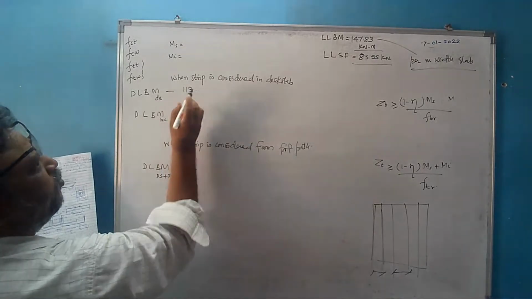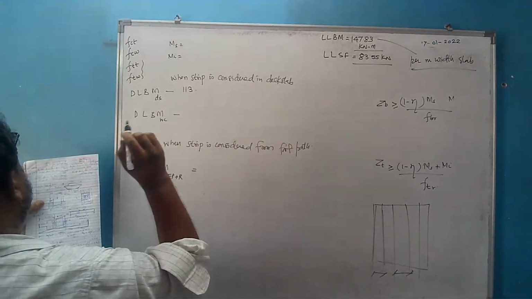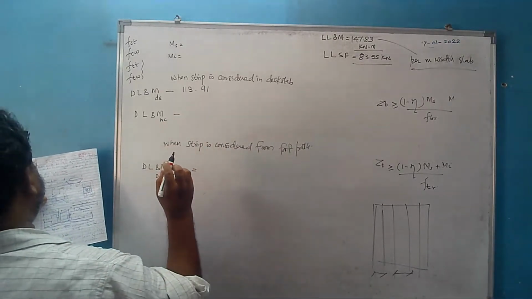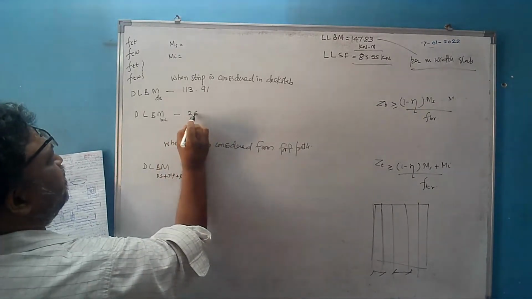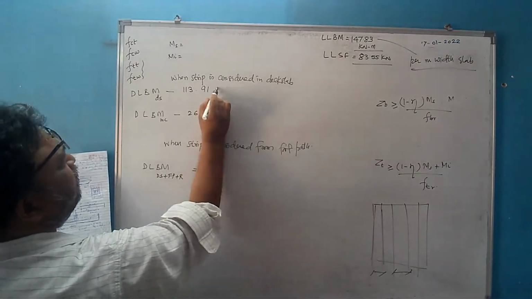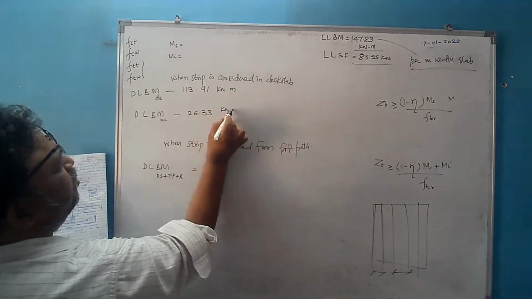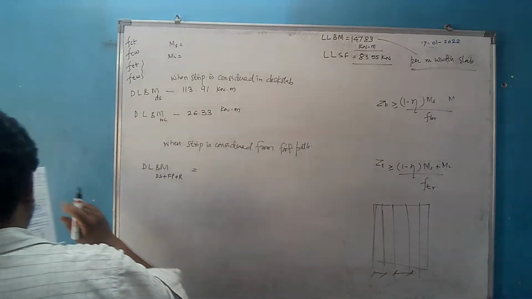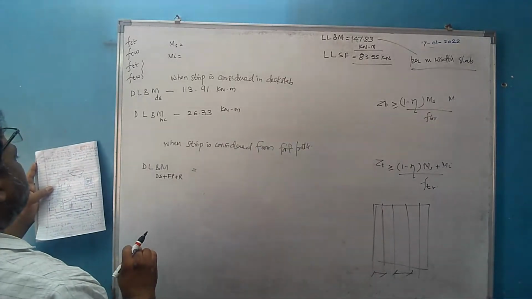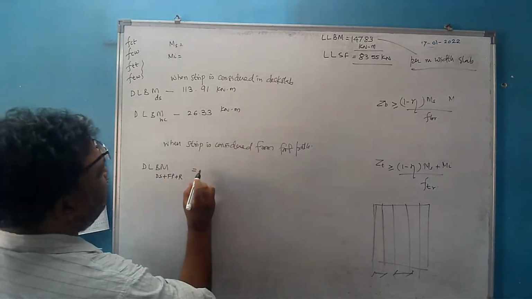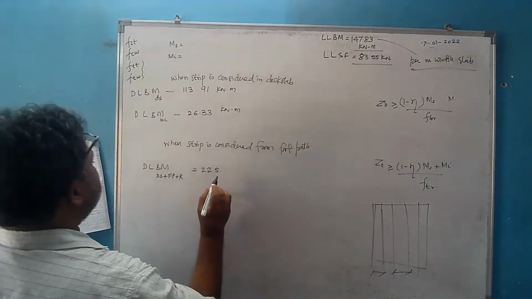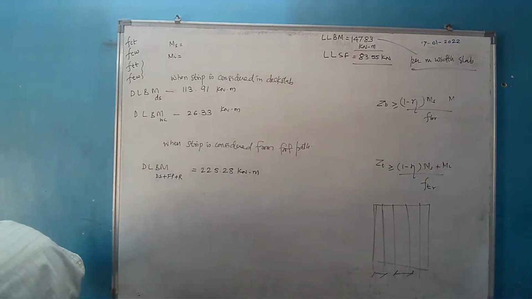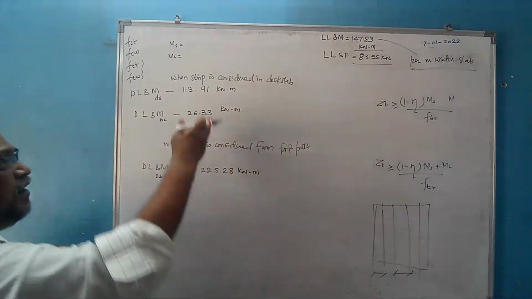Was it 113.91? Was it 26.33 kilonewton meter for 1 meter wide slab? Is it right? How much it was because of footpath, deck slab and railing together? 225.28 kilonewton meter. Do we have these answers available? मुझे ये आंसर पहले हमने कैलकुलेट करके रखे थे.